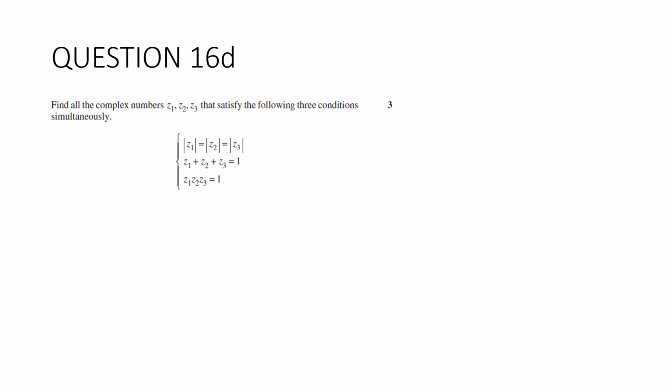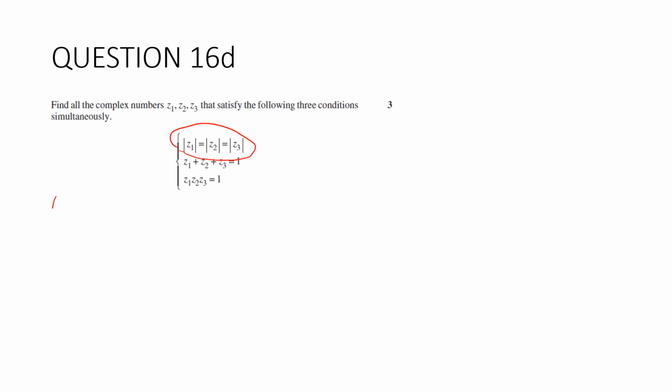16D, last question. Find all the complex numbers Z1, Z2, Z3 that satisfy the following 3 conditions simultaneously. Now, this is a really awful question, and part of the issue is that if you don't see the trick, then you can't get the answer. However, we can get 1 mark quite easily, and it's by using this here.